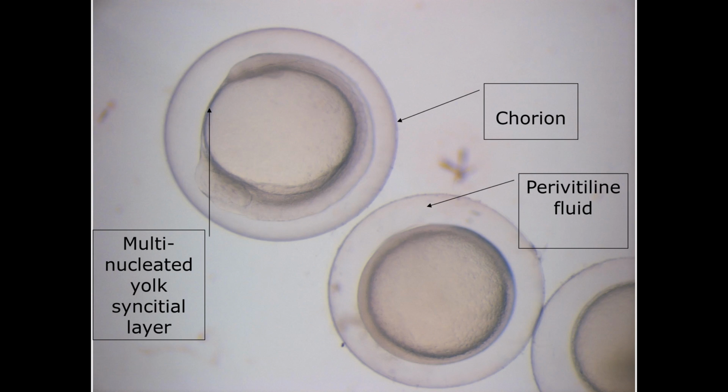So in terms of barriers to entry, we have several parts to the embryo which potentially would stop these large polymers going through. So you have the chorion on the outside, the egg shell. You have the perivitelline fluid as well, which offers some level of protection. And then you have the multinucleated yolk syncytial layer as well, which also gives some level of protection.